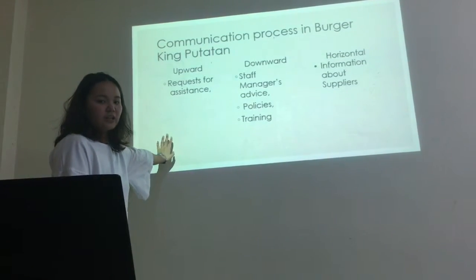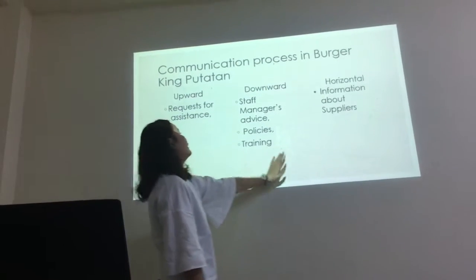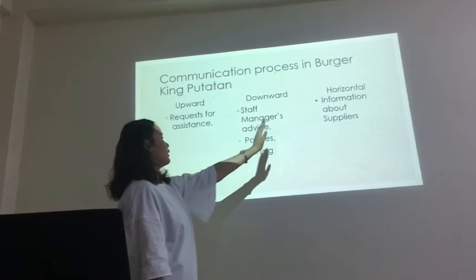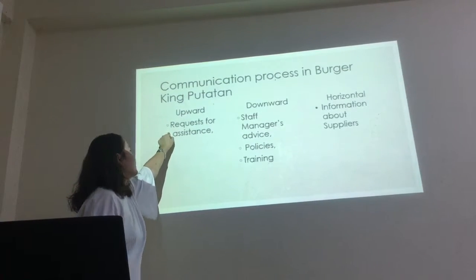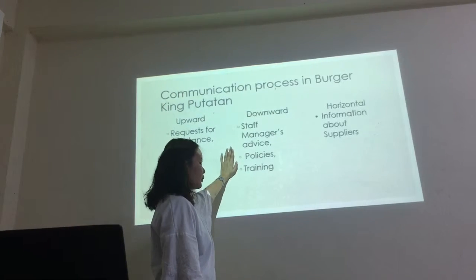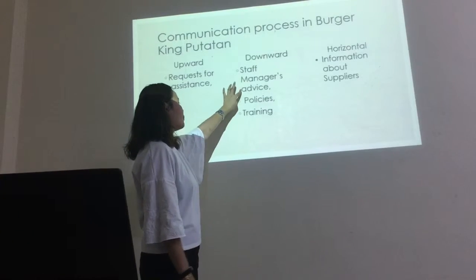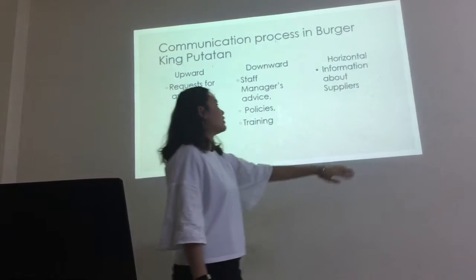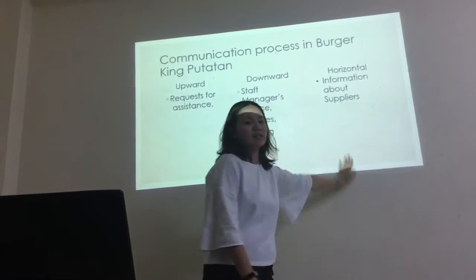This is the channel of communication process. There are three, which are upward, downward, and horizontal. In upward, there is only one, which is request for assistance. Downward, we have three: staff managers advice, policy, and training. And horizontal is information about the supplies.